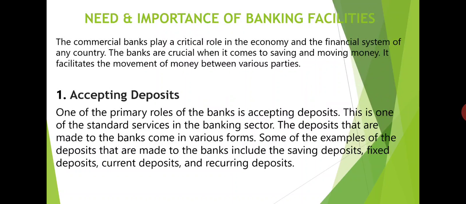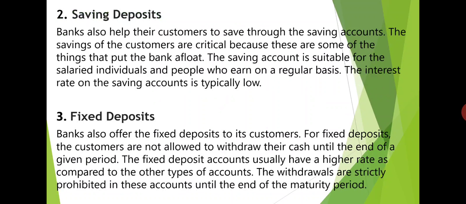Some examples of the deposits that are made to the bank include saving deposits, fixed deposits, current deposits and recurring deposits. So there are four types of deposits that the bank is going to accept from us. Then after that, the second one, the saving deposit.